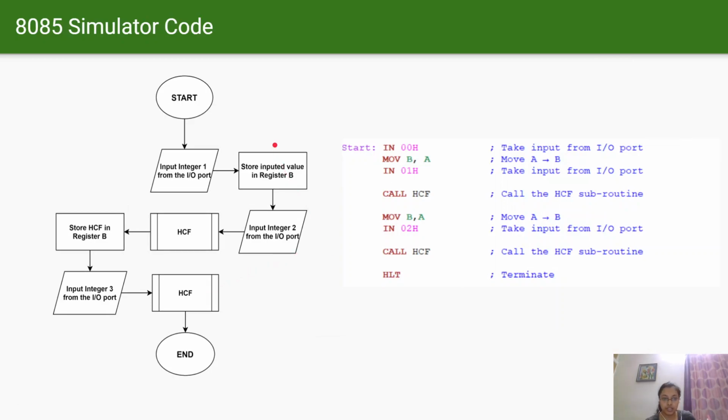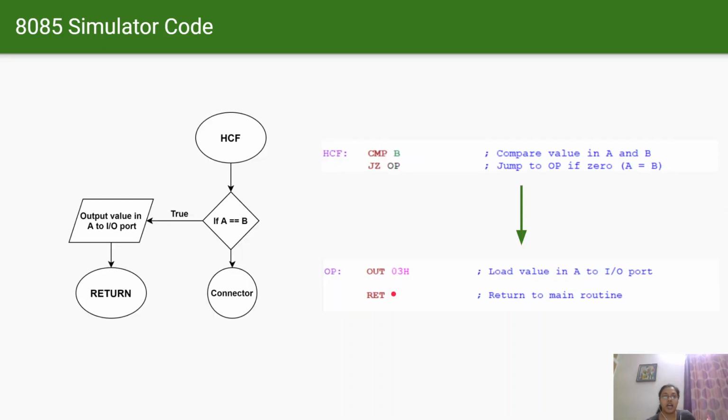This is the input branch that we have, and first we'll take the first integer as the input, move it to B, then take the second integer as the input, and then call the HCF subroutine. We have an HCF subroutine, and then we're calling it by using the call mnemonic, and then we're storing this into the B register. Then we're taking the third integer, calling the HCF subroutine again to calculate the HCF of all three integers together, and then we are terminating the program. Now we have the HCF subroutine, which is the same as what we discussed earlier.